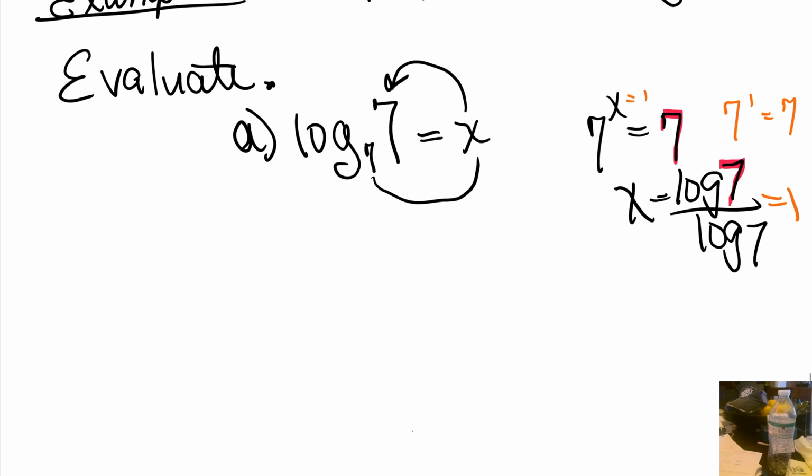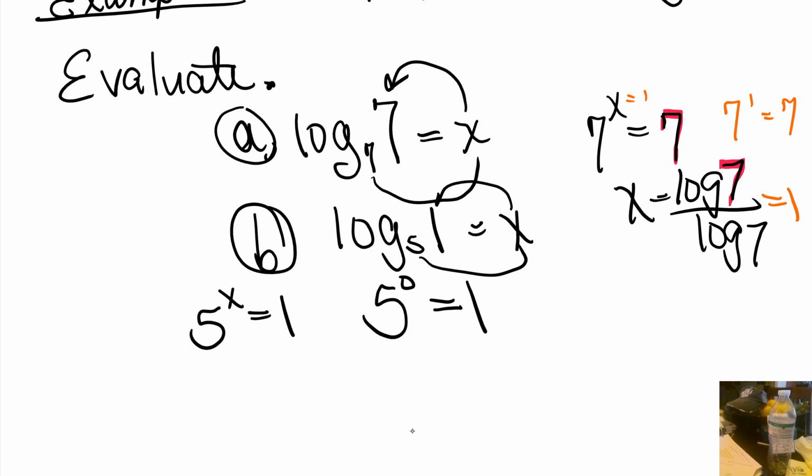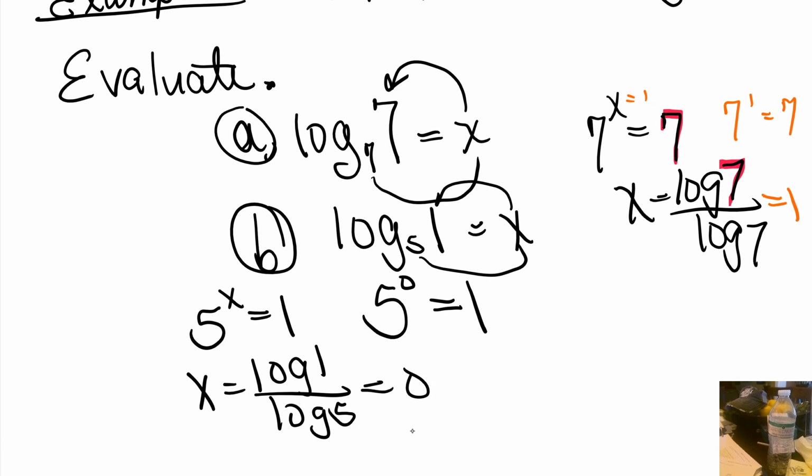Okay, and now in B, I've talked to you about anything raised to the 0 power is 1, so that's what this relates to. So here I have log base 5 of the number 1 is equal to what? Well, 5 to the 0 is the only way that this is going to equal 1. This is the equivalent of 5 to the x is 1. So if I say 5 to the x power is equal to 1, and I do x equals log of 1 over log of 5, you should get 0. So that's not that terribly difficult.